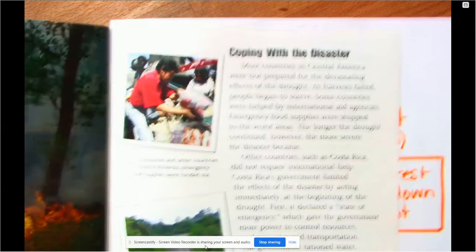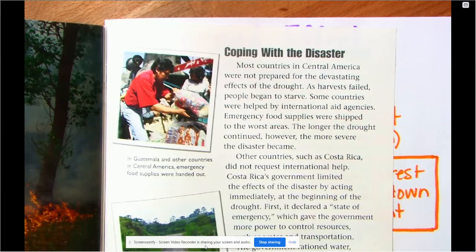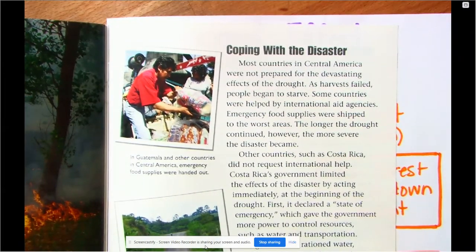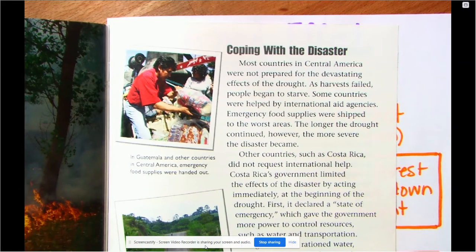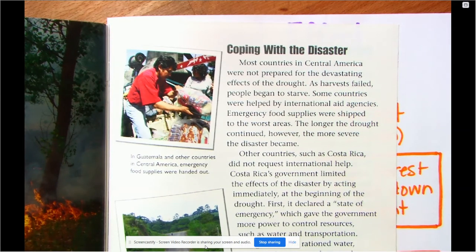Right, coping with a disaster. Here's that heading. Most countries in Central America were not prepared for the devastating effects of the drought. As harvests failed, people began to starve. Some countries were helped by international aid agencies. Emergency food supplies were shipped to the worst areas. The longer the drought continued, however, the more severe the disaster became.